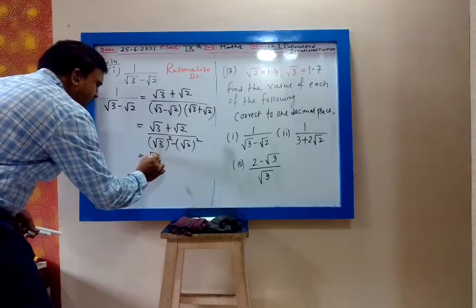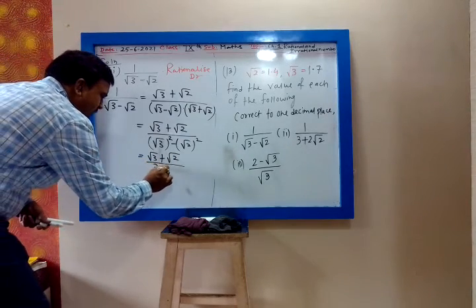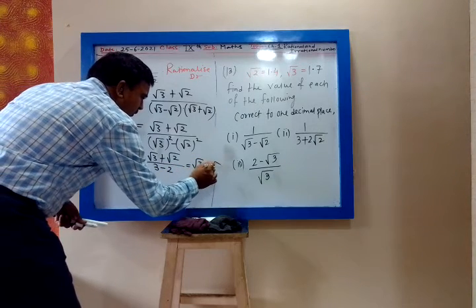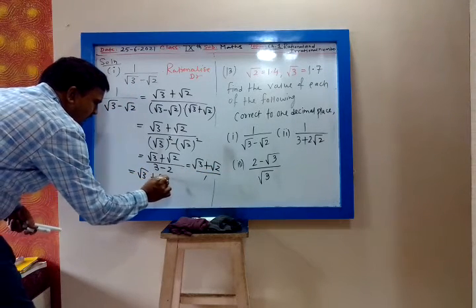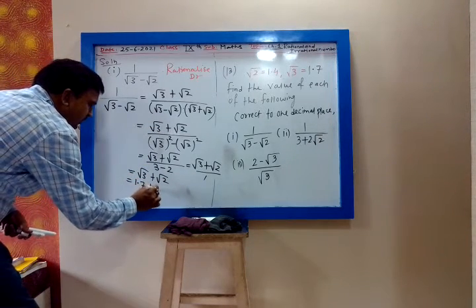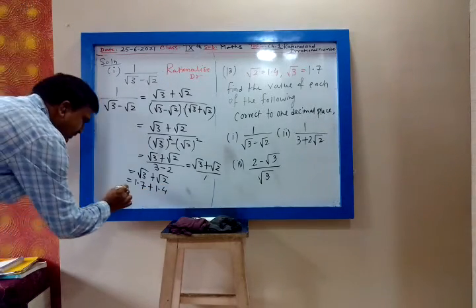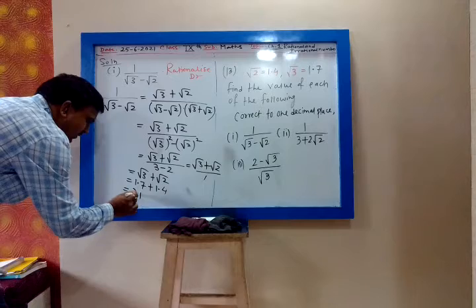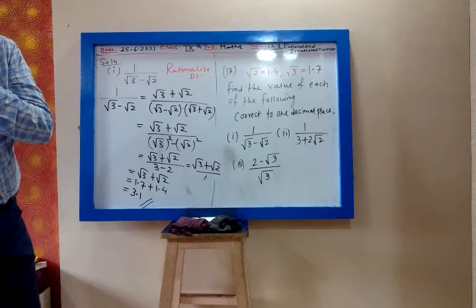So that will be root 3 plus root 2 upon root 3 square minus root 2 square. Root 3 square is 3, and 3 minus 2 is 1. So root 3 plus root 2 upon 1. So the answer is root 3 plus root 2. And root 3 is 1.7 and root 2 is 1.4. Correct? So add them. 7 plus 4 is 11, 1 plus 1 is 2, so 3.1. And it is correct up to 1 decimal.